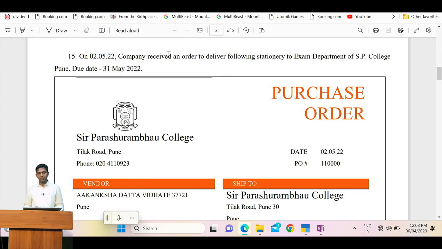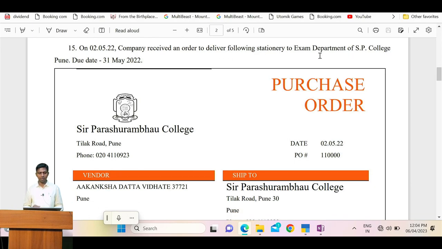On 2nd May, the company received an order to deliver the following stationery to the exam department. We have received the order from SP College. This is the document of SP College. This is not your document. For SP College, this could be the purchase order. But you have got the order from SP College, so for you, this is what? Sales order.